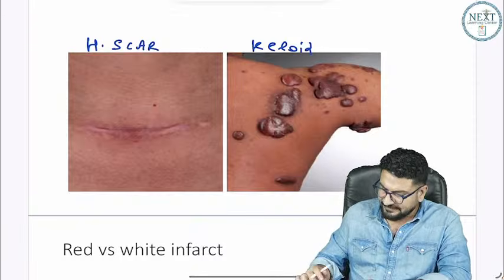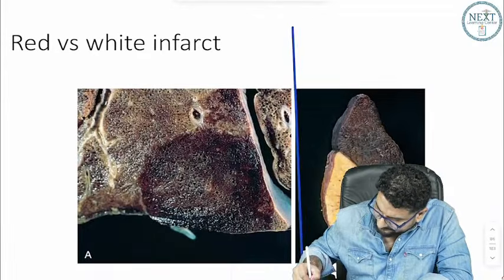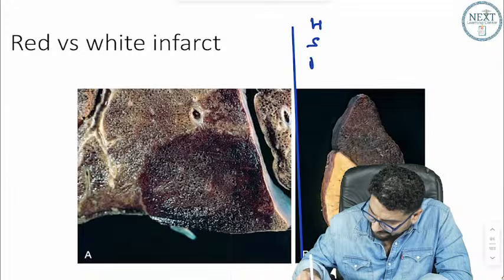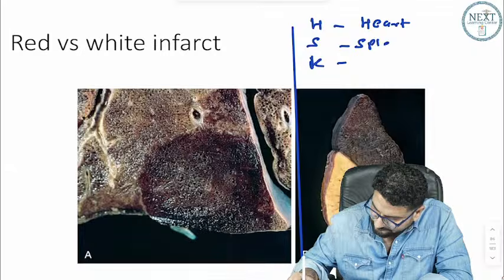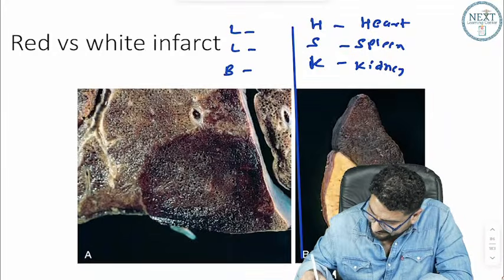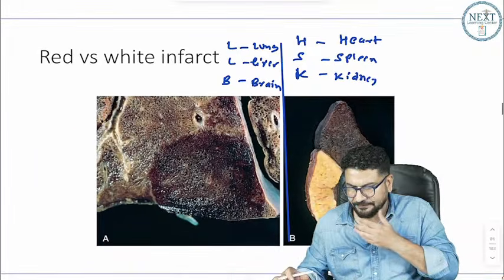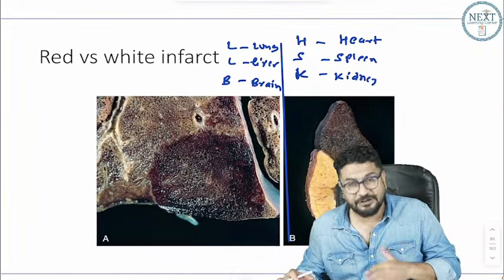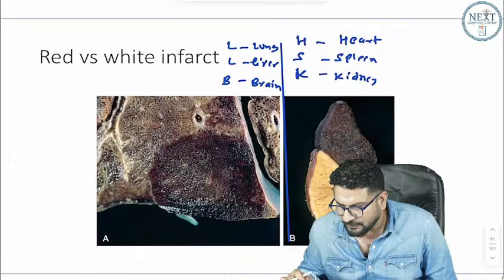Okay, then red versus white infarct. Where do we see red infarct? And where do we see white infarct? Just remember, white you see in heart, spleen, kidney. In heart, spleen, and kidney, you will find white infarct. In lung, liver, brain, you will find red infarct. Done. So they ask you, like, all are defects of right, where you'll see red infarct except, right? Okay. Yes, keloid can go beyond boundary.